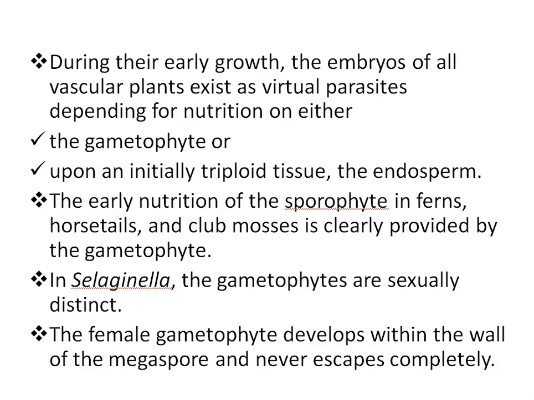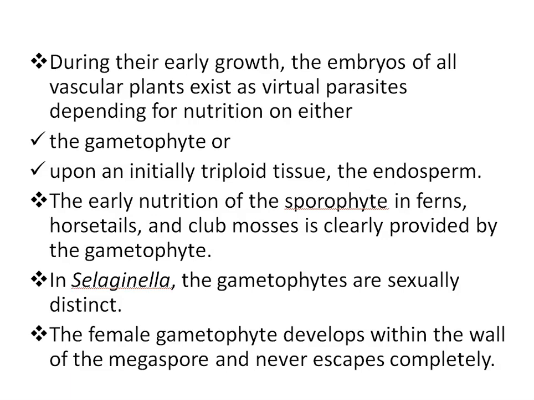During their early growth, the embryos of all vascular plants exist as virtual parasites, depending for nutrition on either the gametophyte or upon an initially triploid tissue, the endosperm. Early nutrition of the sporophyte in ferns, horsetails, and club mosses, such as Lycopodium, is clearly provided by the gametophyte. In these groups, the young sporophyte produces a multicellular structure, the foot, which remains embedded in the tissues of the gametophyte throughout early development, withdrawing nutrients.